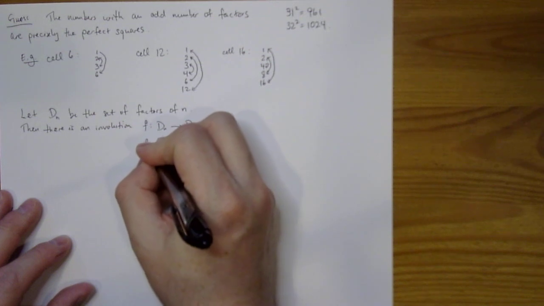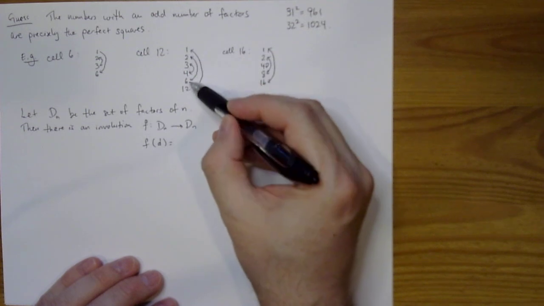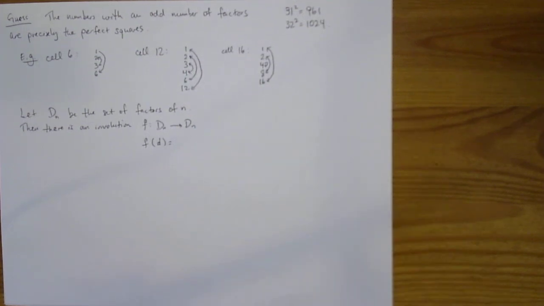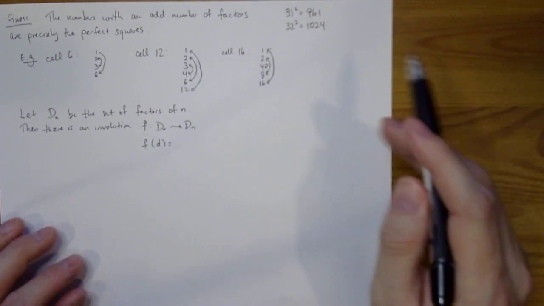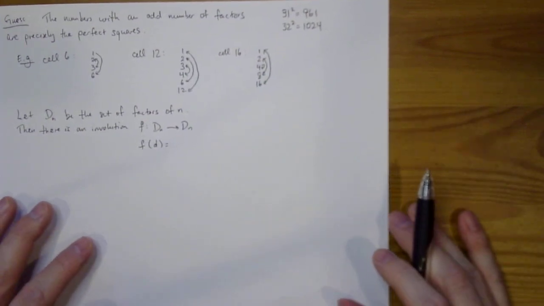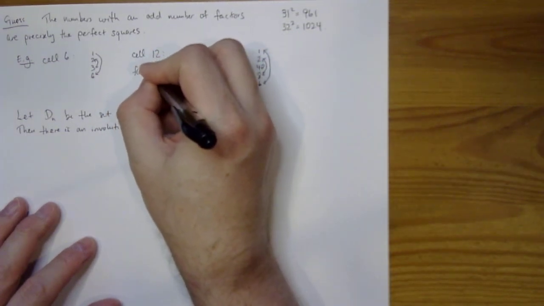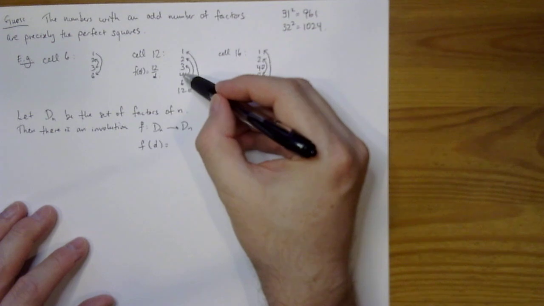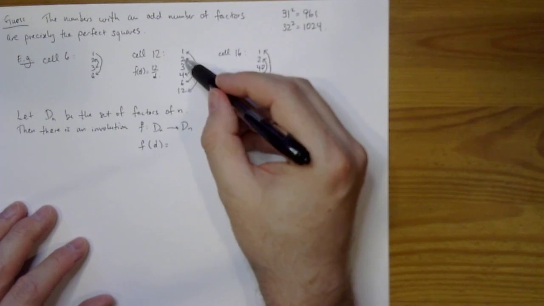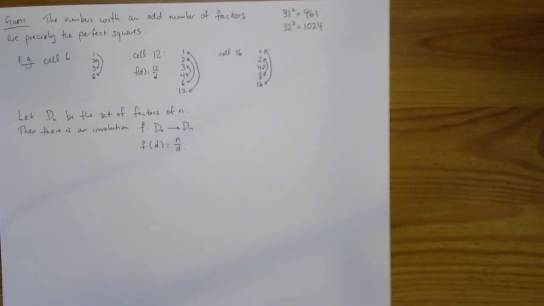And how is f defined? Well, f of d, I mean, what's happening here? 1 goes to 12, 2 goes to 6, 3 goes to 4, and 4 goes to 3, 6 goes to 2, 12 goes to 1. So what is the formula? Well, 2 times 6 equals 12. So 2 goes to the thing that you need to multiply it by to get 12. So this involution here is f of d equals 12 over d, right? 12 over 1 is 12, 12 over 2 is 6, 12 over 3 is 4, 12 over 4 is 3, 12 over 6 is 2, and so on. 12 over 12 is 1. So in general, you get f of d equals n over d.